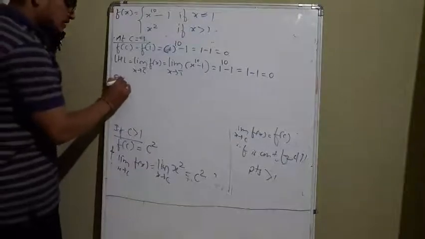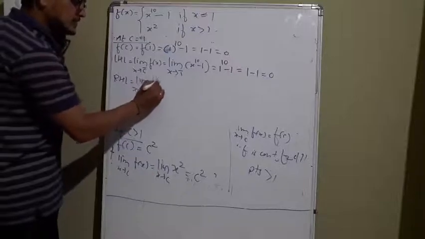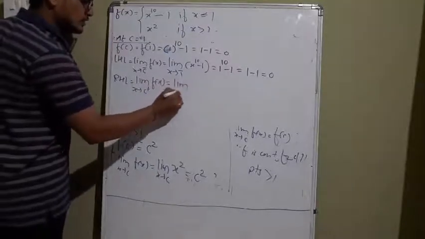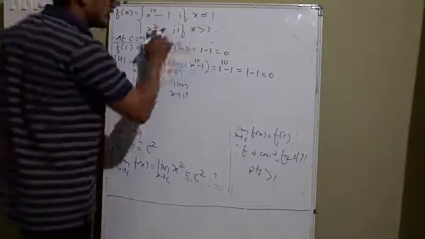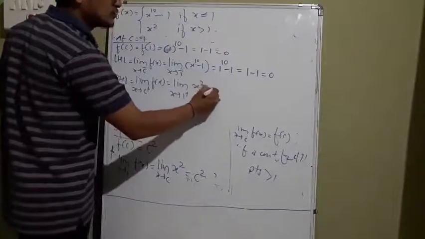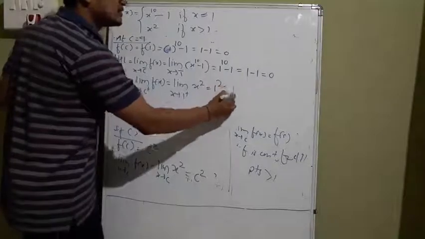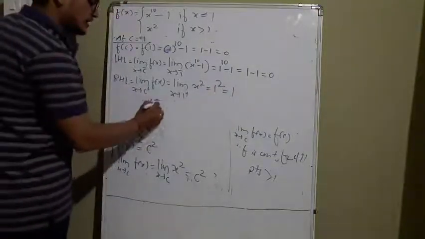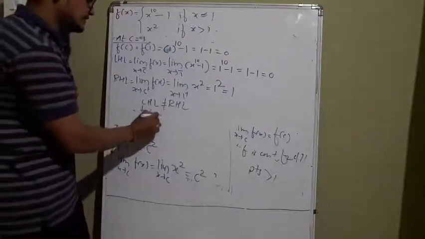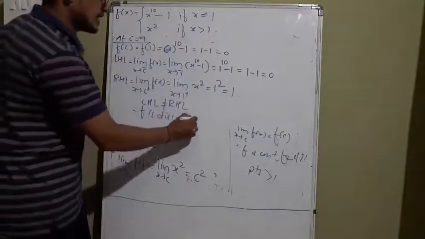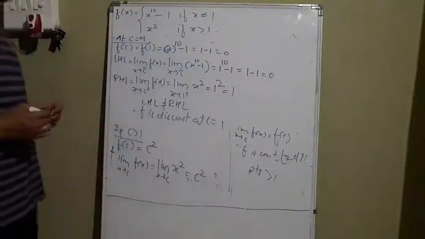Okay, now RHL is equal to limit x tends to c plus f of x, which is limit x tends to 1 plus. RHL means greater than, and for greater than the function is x square. Put the limit as x tends to 1, so it is 1 square, which is equal to 1. So therefore LHL is not equal to RHL. Therefore f is discontinuous at c, or x is equal to 1.